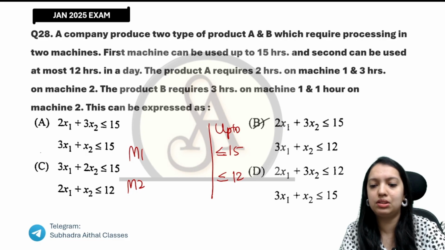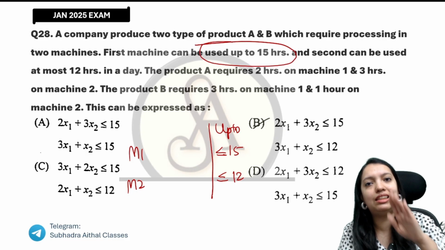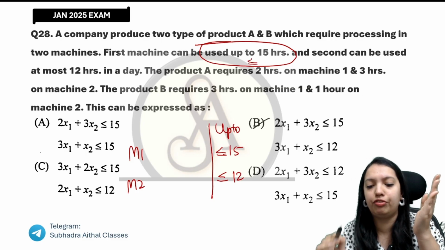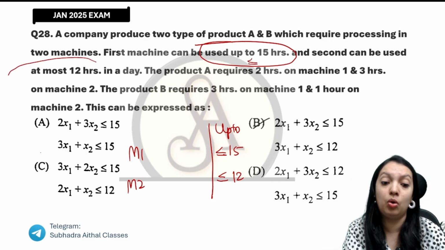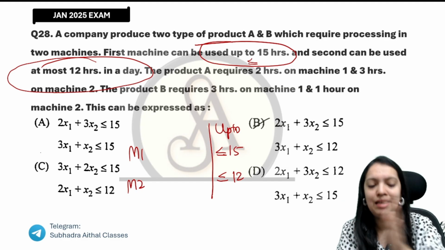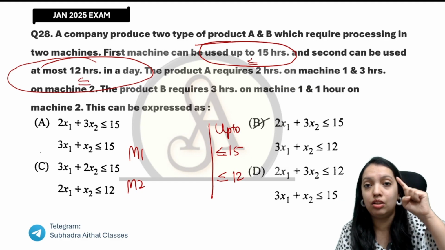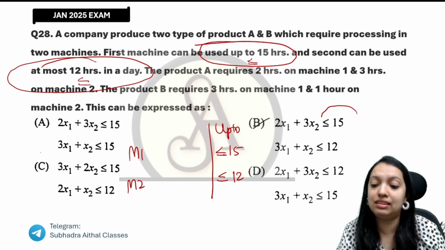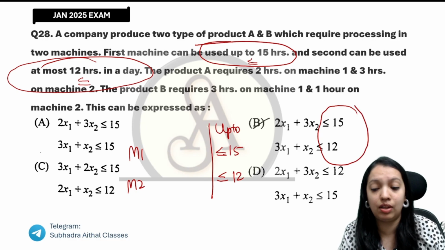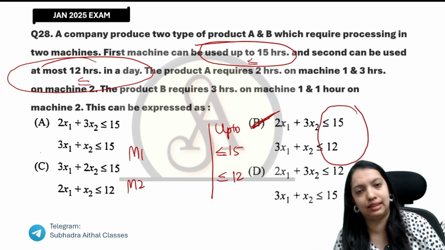Next, this is from the inequality chapter and two questions are asked from inequality. The company produces two types of products. The first machine can be used up to 15 hours. That means it has to be less than or equal to 15 hours. Second can be used at most for 12. That means it has to be less than or equal to 12 hours. The only option in which you can see less than or equal to 15, less than or equal to 12 is option B. So option B is correct.